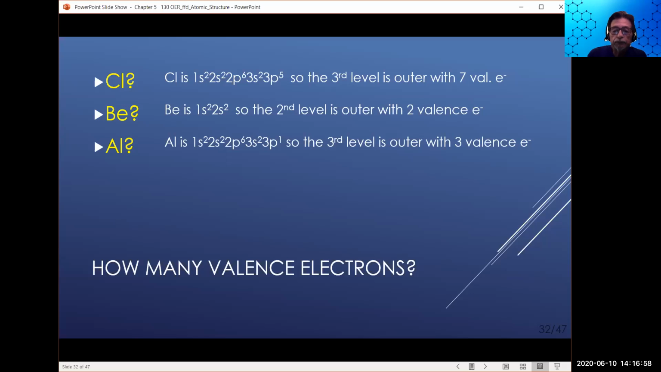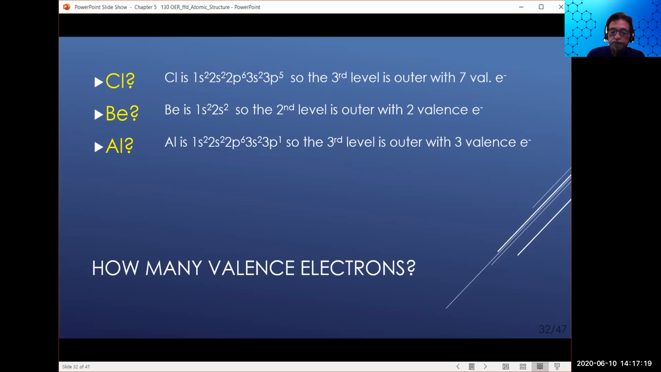Beryllium has 2 valence electrons. It's in group 2. So there's a total of 4 electrons for beryllium. Of those 4, 2 of them are the valence electrons. So its electron configuration is 1s2, 2s2.